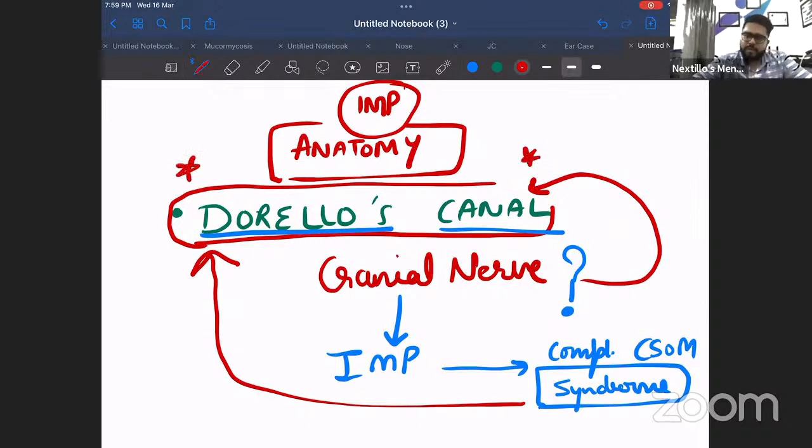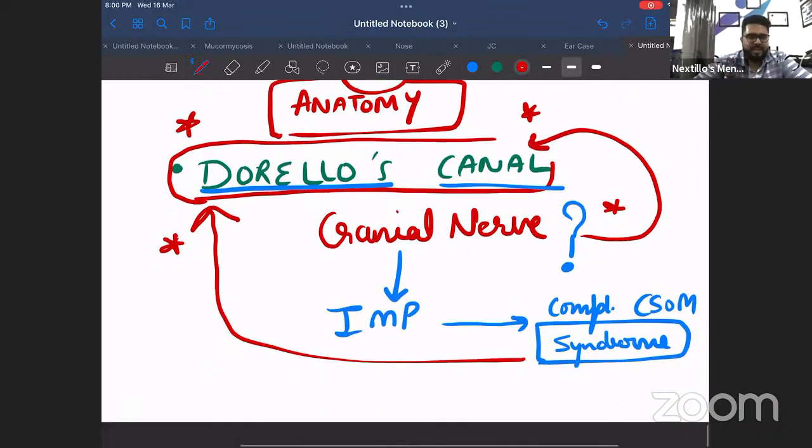So go to the comment section, leave your answers, find it, Google it, but read about it. Once you read it, read its implication. Why am I giving you this Dorello's canal? What is the other name of this canal? Which ligament is involved? Which cranial nerve? What does it cause? And it is involved in which complication and which syndrome? That is what I am talking about. By next class, I'll let you know.